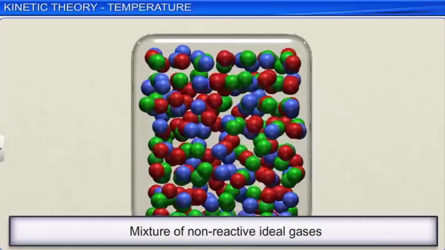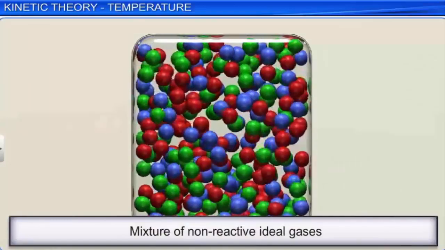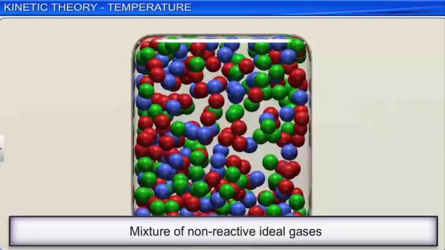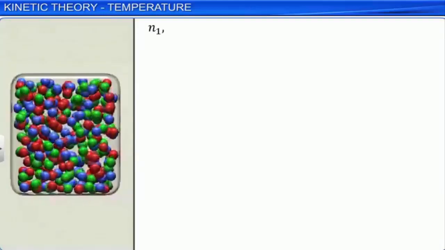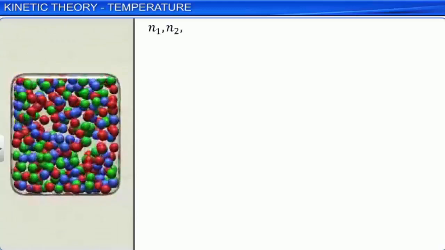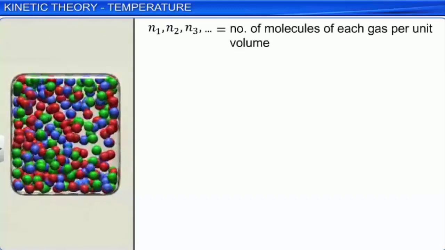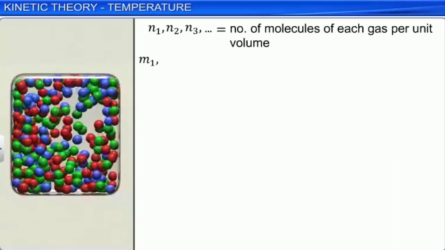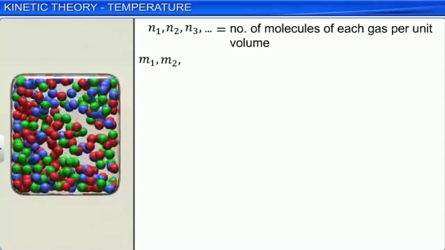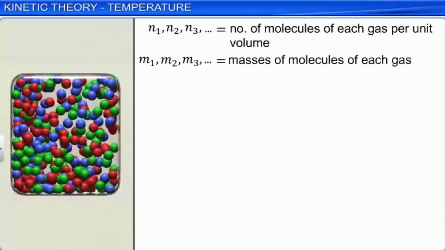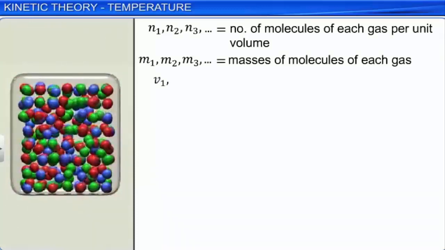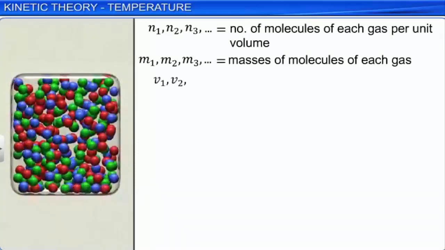If the given gas is a mixture of non-reactive ideal gases, then the total pressure is due to all the gases present in the mixture. Let N1, N2, N3 be the number of molecules of each gas, and m1, m2, m3 be the masses of each different type of molecule, moving with velocities v1, v2, v3 respectively.